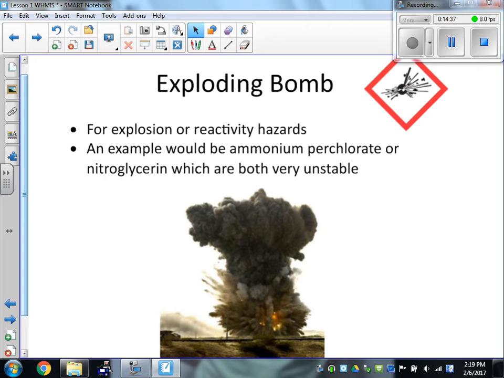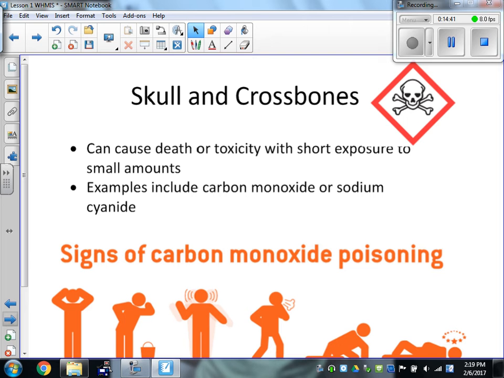So for explosion or reactivity hazards. Okay. Skull and crossbones, obviously, that's not good. Can cause death or toxicity with short exposure to small amounts. Skull and crossbones. So things that are poisonous or things that are toxic to you.